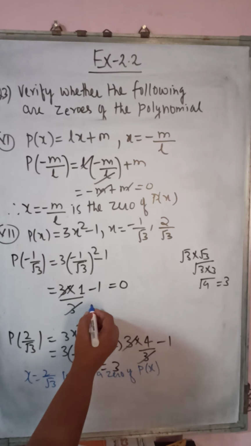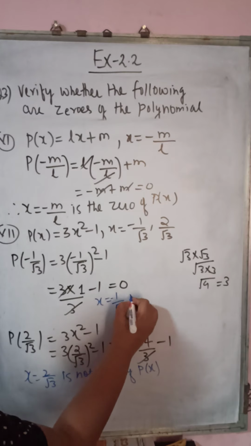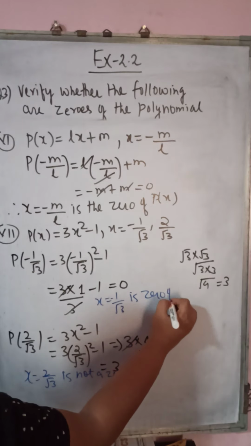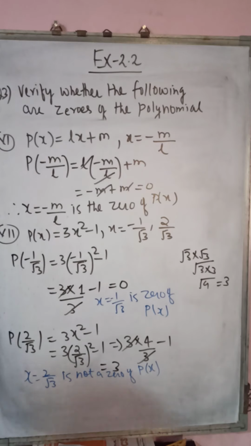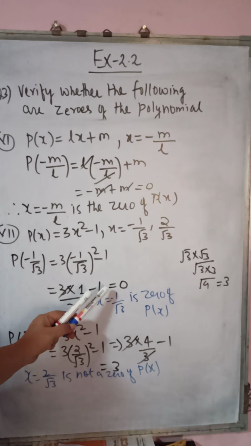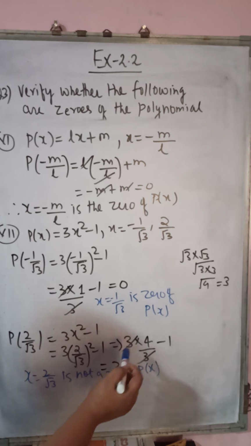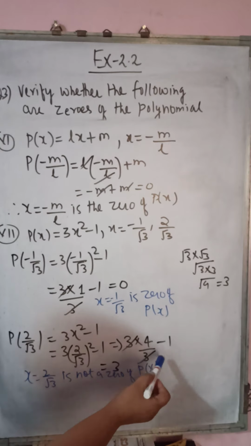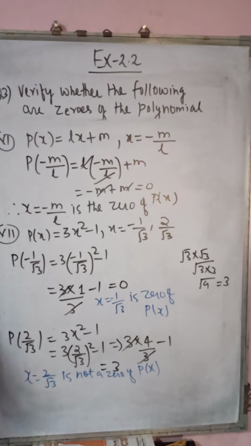But in this case you can say x equals minus 1 by root 3 is a zero of p(x), because after substituting the value x equals minus 1 by root 3, the answer is 0. But after substituting the value x equals 2 by root 3, the answer is not 0, the answer is 3. So this is not a zero. Okay, so 7th question done.